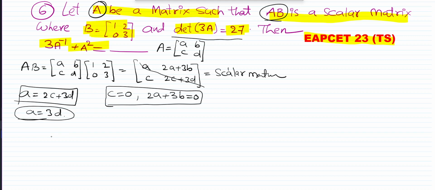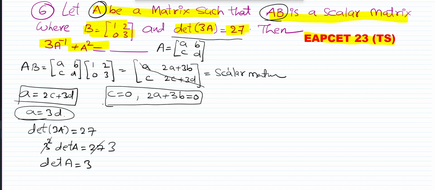And det 3A is given as 27. Here capital A is a 2 by 2 matrix, that means det 3A is equal to 3 square into det A, equal to 27. Here 3 square is 9, and the 9 cancels, so det A is equal to 3. Det A means the determinant of matrix A, that is ad minus bc.